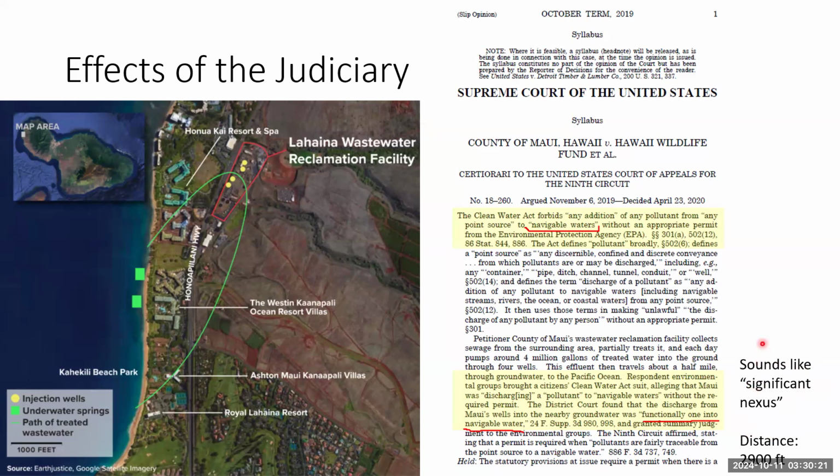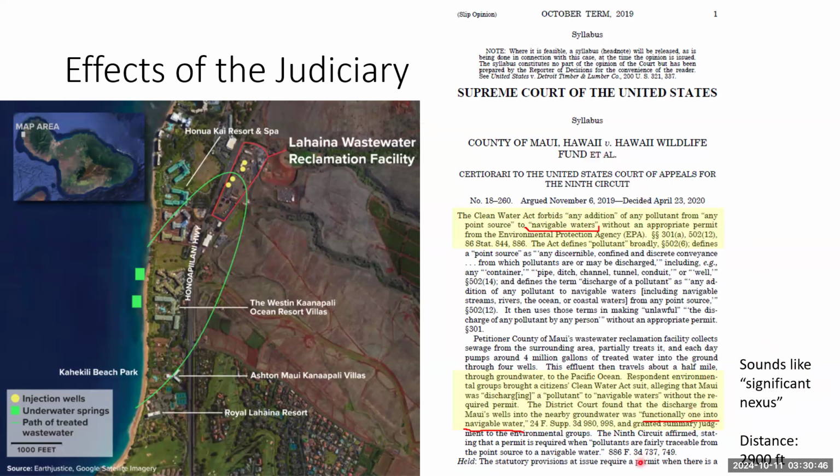So this demonstrates a significant nexus connecting a navigable water to some other non-navigable water, meaning that the non-navigable water is under the purview of the Clean Water Act because they're connected. Even though you can't see it, they're still connected. So the Supreme Court said, yes, that's happening here. EPA has oversight. You can't pollute.